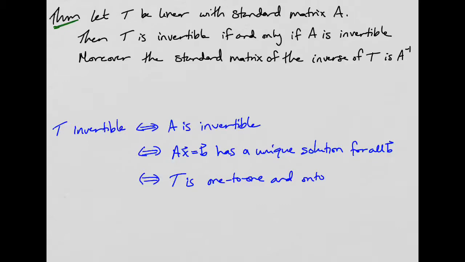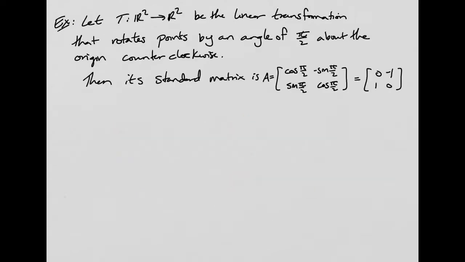So we have this nice other description of invertibility. A linear transformation is invertible if and only if it is 1 to 1 and onto. Let's see a quick example of this. Let's say I have this linear transformation from R2 to R2, and what this does is it rotates points by an angle of pi over 2 about the origin, and it goes counterclockwise.